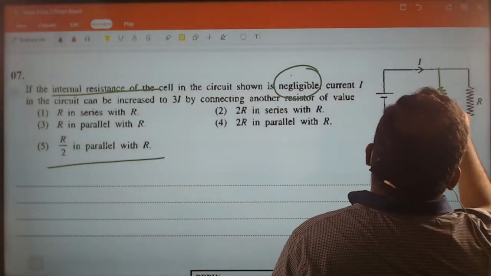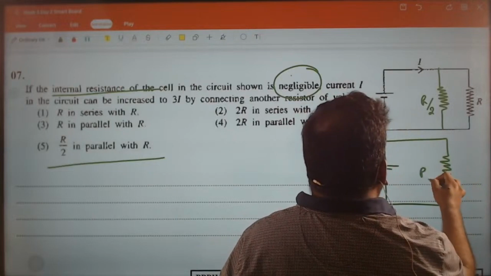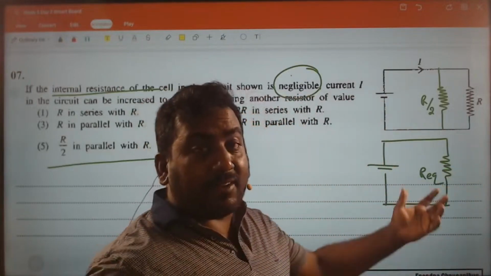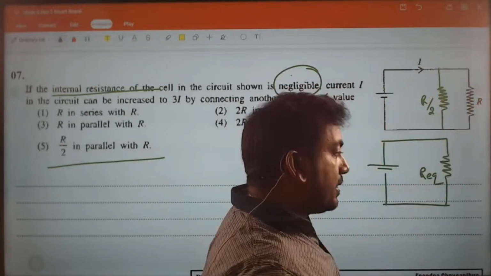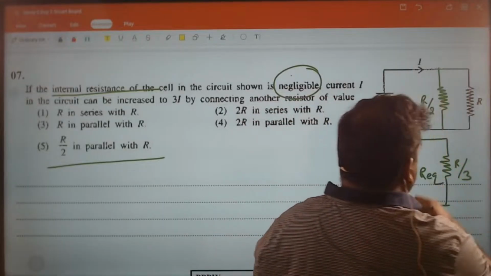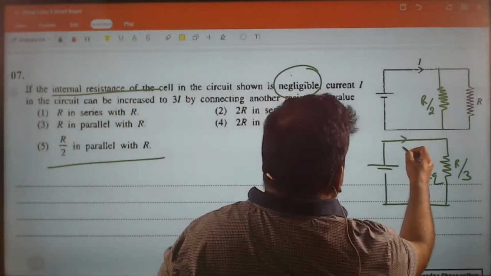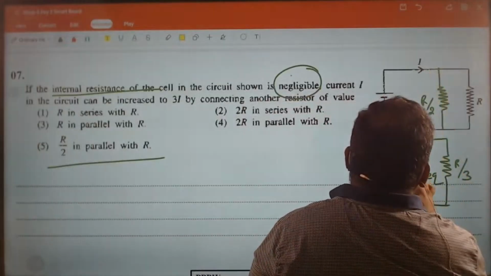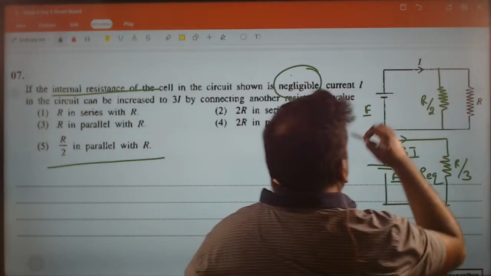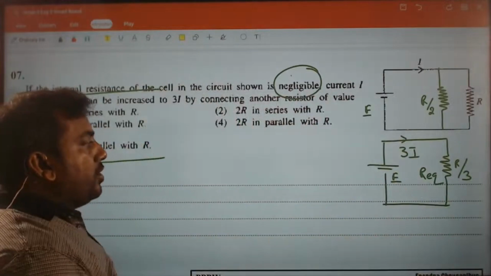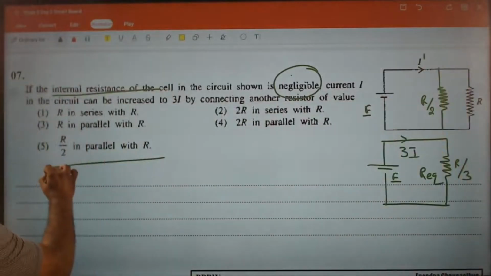If I connect R over 2 here, look at the board now. Here the equivalent resistance can be found. How do I find the equivalent resistance? I taught you a shortcut. From there, these two resistors, quickly you can say, it's R over 3. So resistance has reduced by 3 times, current will increase by 3 times. So here 3I, here I. Same battery. If I multiply these two, it should be IR. So the new current here, I dash, is going to be 3I. Correct answer is answer number 5.